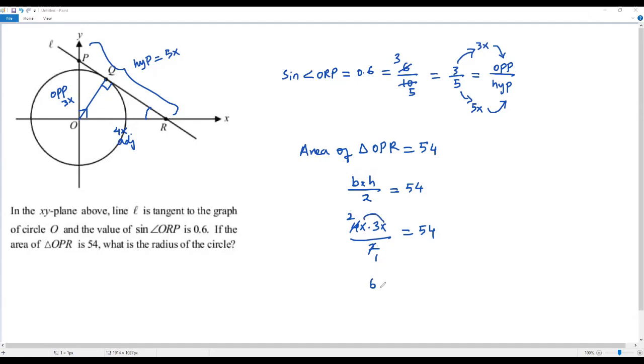x times x is x square. I am getting 6x square equals 54. Now let me divide both sides of this equation by 6. Then this 6 will cancel out. I am getting x square equals 54 divided by 6, which is 9.